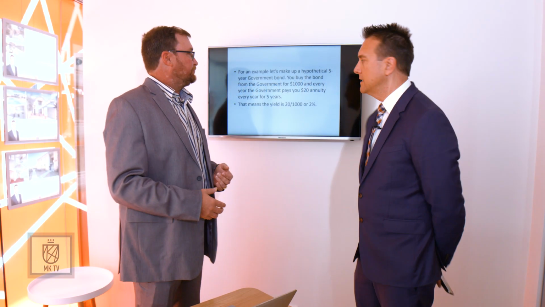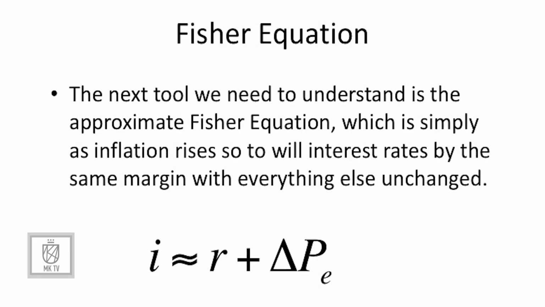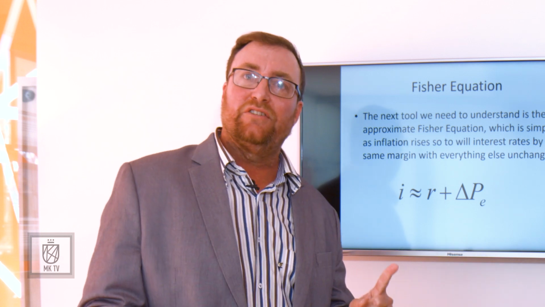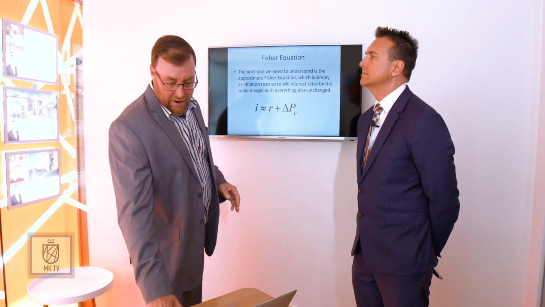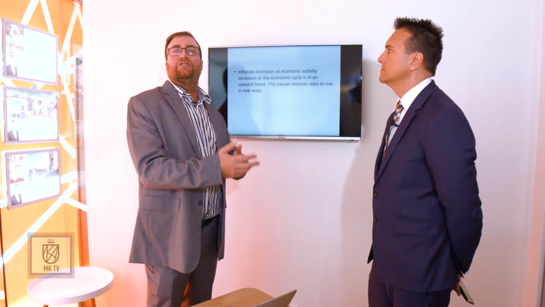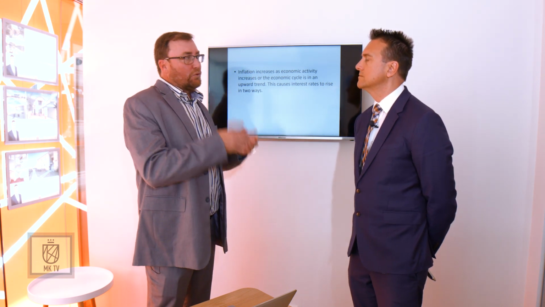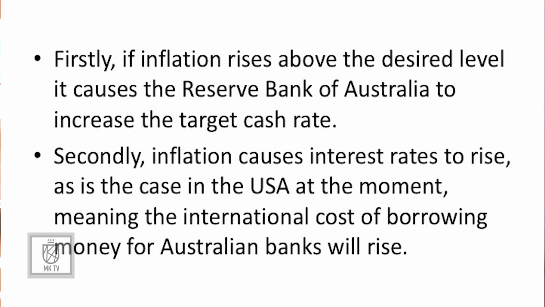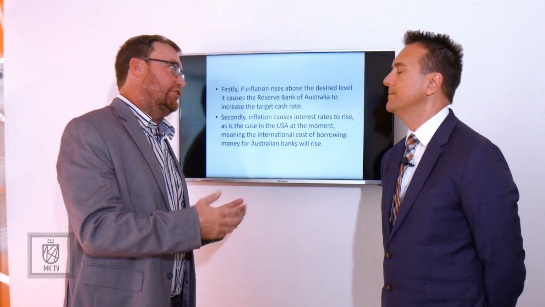Beautiful, excellent. And there's some sort of equation to tell us about? The Fisher equation is a really good economic equation. It's obviously a lot more complex, but we can have a simplified version, and all it really means is as inflation goes up, interest rates go up. Inflation goes down, interest rates go down. Inflation is a sign of increased economic activity, and there are two ways that it will cause interest rates to rise. The first way is if inflation goes above the target area, the RBA will be forced to raise interest rates, and vice versa.